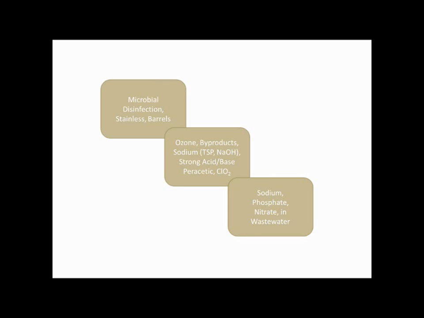Just a few diagrams to try to set the stage. Up the top corner, we want to achieve disinfection. We want to clean stainless and we want to clean barrels. Today we could use a range of things from ozone to TSP, trisodium phosphate, with caustic. Some people are still using chlorine components.